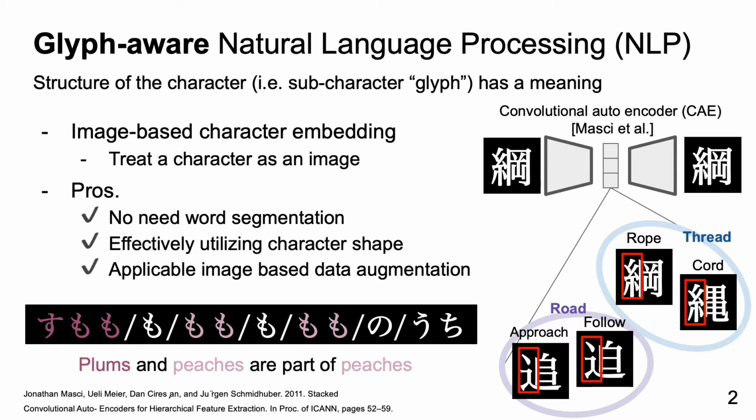Glyph-aware NLP has several meaningful advantages in handling Japanese, Chinese, and some other languages. For instance, no need for word segmentation, effectively utilizing character shape, and applicable image-based data augmentation. In particular, no need for word segmentation is effective in Asian languages because there is no clear separation between words, and it is difficult to segment words. Second, I will introduce effective data augmentation for image-based character embedding in the next slide.